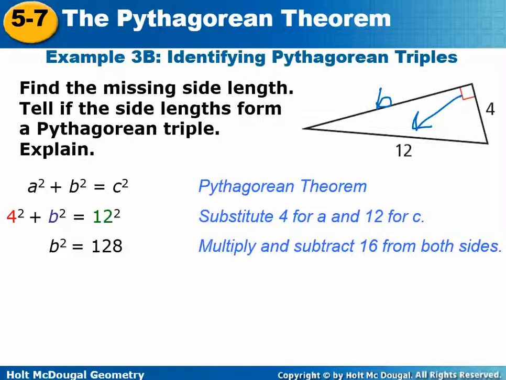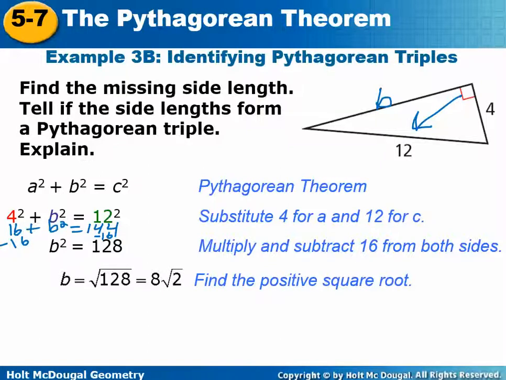So now what we do next is we write 16 plus b squared equals 144. Then the next step is to subtract 16 from both sides, so that we get b squared equals 128. Now we have to take the square root of both sides. The square root of 128 is 8 times the square root of 2, or approximately, whatever it is that you get. Let's see, 10, 11. 11 times 11 is 121. 12 times 12 is 144. So it's 11 point something. I'm not sure what.